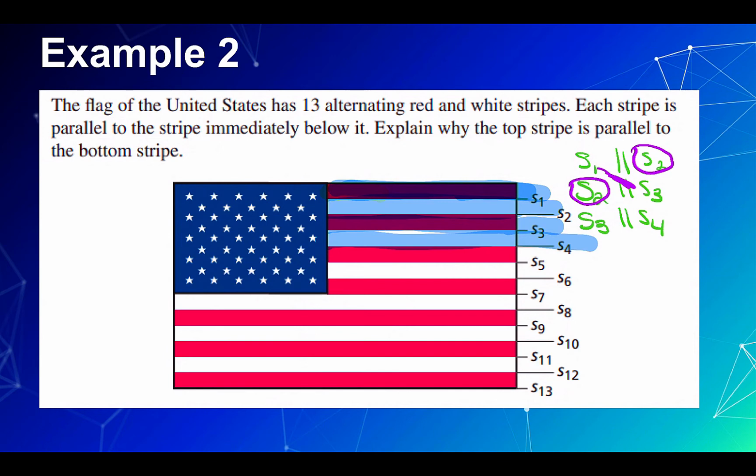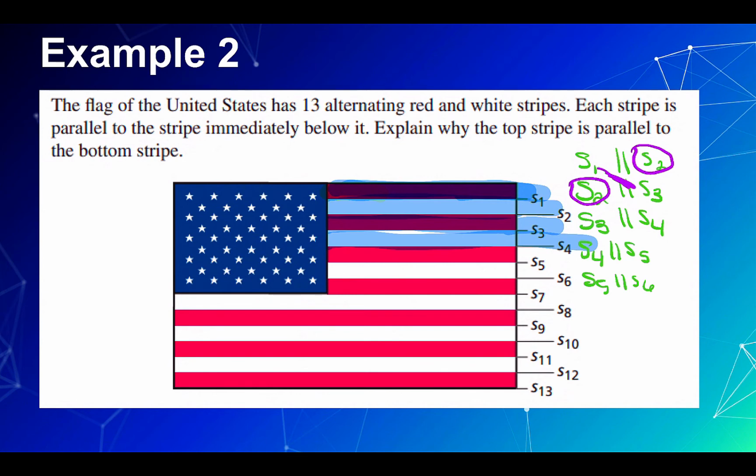Here, if we continue on, S4 is parallel to S5. S5 is parallel to S6. So by the transitive property of parallel lines, each one of these will continue being parallel to the one before it. Every other one will continue being parallel.